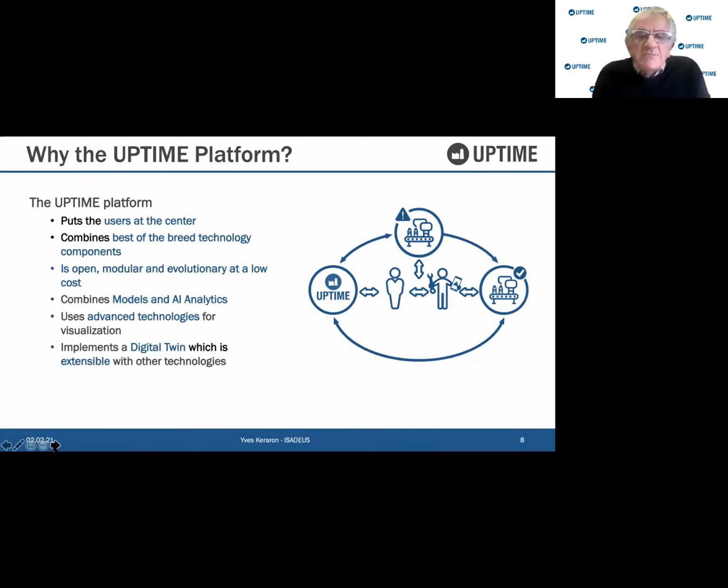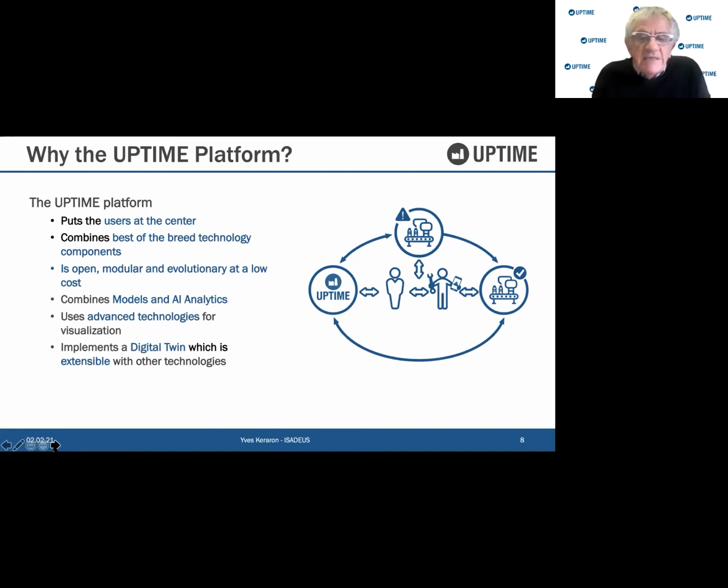From a business perspective, the users actually contribute to the design of the use of the Uptime Platform to overcome their challenges in their business activities and their ecosystems with the knowledge of their people, of their production systems, maintenance engineers, technicians, production managers, and so on.